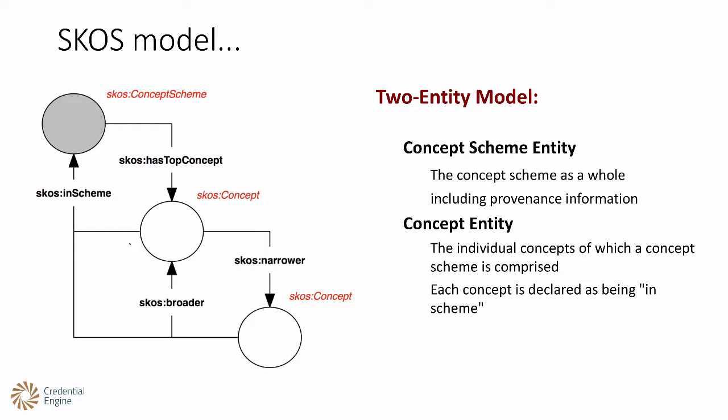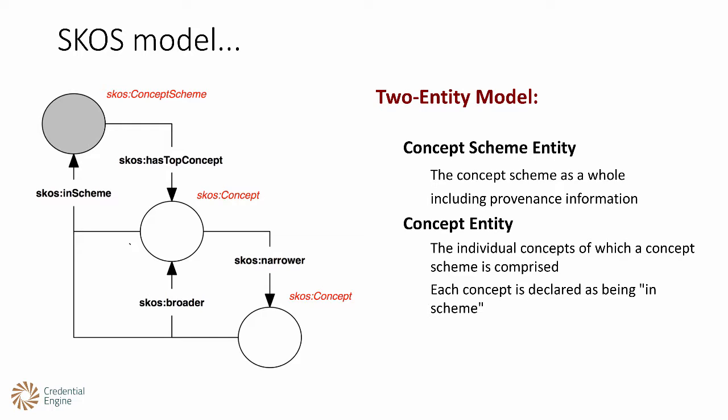The model. The model is really simple. It's a two-entity model. There is a thing called the concept scheme as a whole, and it's in the diagram on the left, that's the gray, and it's called a SKOS concept scheme. And it is the place where all of the concepts are in essence aggregated. In some ways you can think of it as the document that contains the concepts for the concept scheme. So it's the container of concepts.